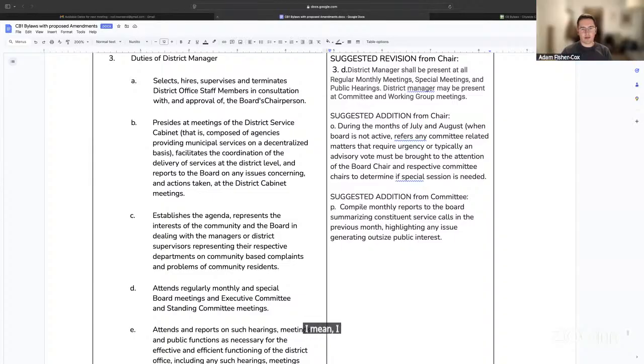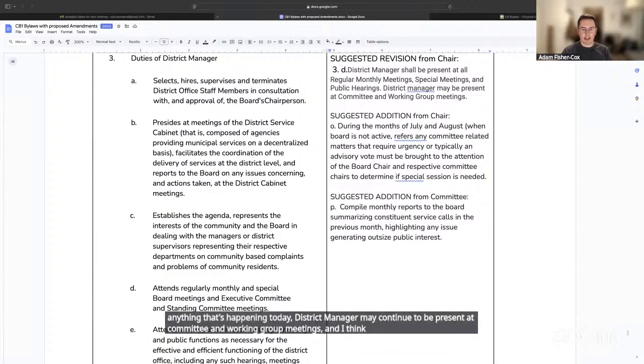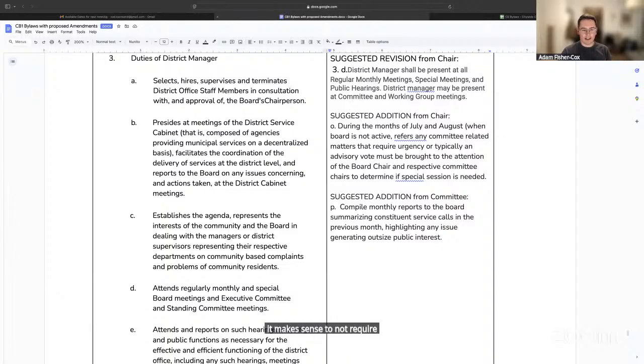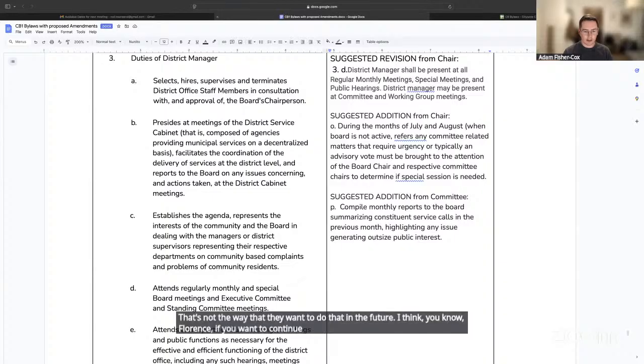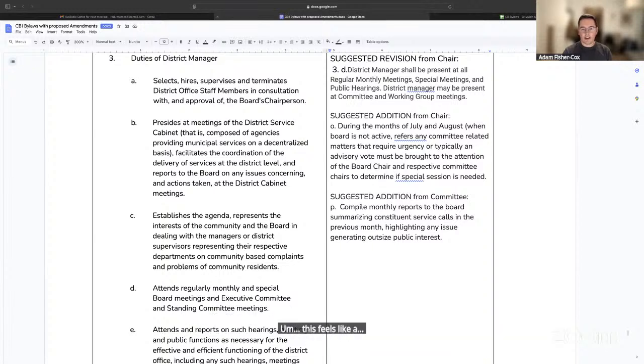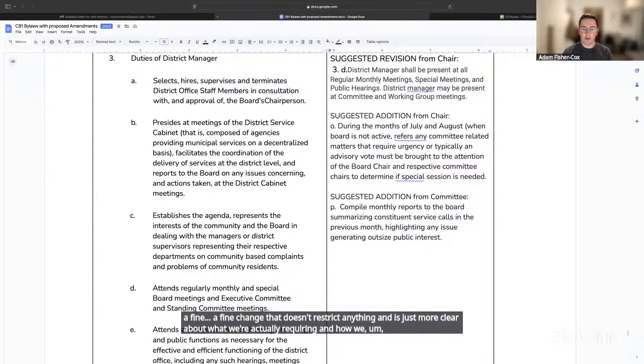I think the suggested revision to this does not preclude anything that's happening today. District manager may continue to be present at committee and working group meetings. And I think it makes sense to not require that in the letter of the law for any city employee to have to attend all of these, late in the evening, if that's not the way that they want to do that in the future. Florence, if you want to continue to do that and you have your reasons, the language here still completely allows that. This feels like a fine change that doesn't restrict anything and is just more clear about what we're actually requiring, the things that we want as a bare minimum here.